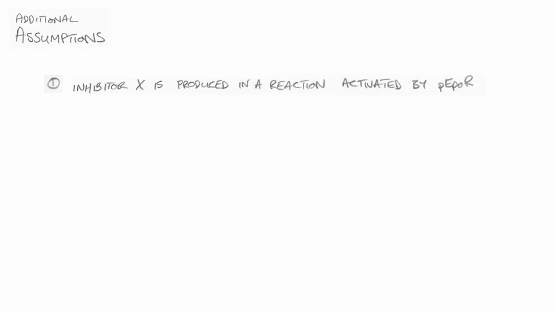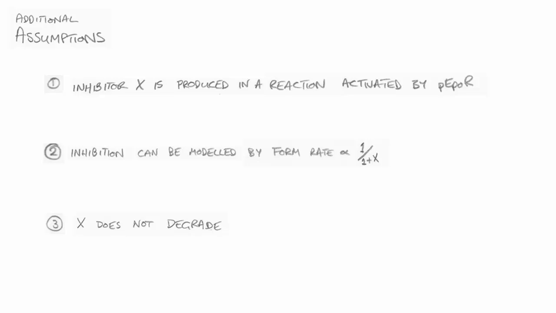The additional assumptions here are, first, that our inhibitor X is produced in a reaction activated by EPOR, and that activation is proportional. Second, that the inhibition of X on the phosphorylation can be modelled by the form in our toolkit. And the third one might be that X does not degrade. So X is just building up in the system, there's no way for it to degrade, to be removed at present.